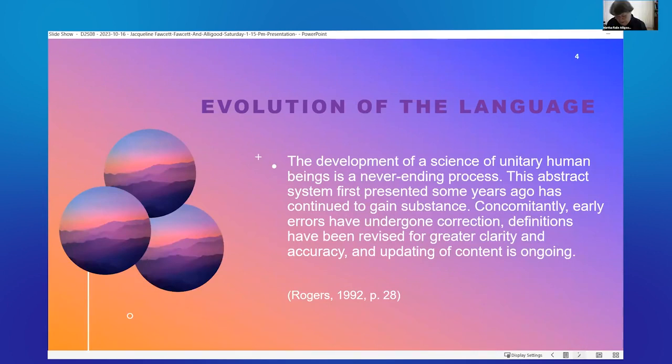The development of language of the science of unitary human beings is a never-ending process. This abstract system, presented some years ago, has continued to gain substance. Concomitantly, early errors have undergone correction. Definitions have been revised for greater clarity and accuracy, and updating of content is ongoing.